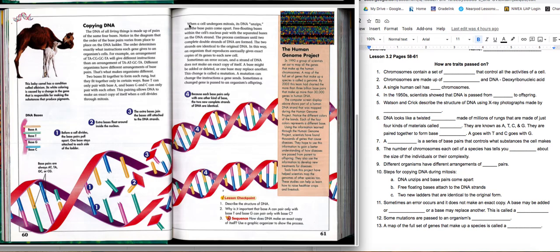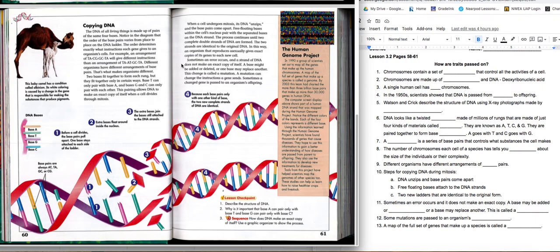In paragraph form, it looks like this. When a cell undergoes mitosis, its DNA unzips. The base pairs come apart. Free-floating bases within the cell's nucleus pair with the separated bases on the DNA strand. The process continues until 2 complete double strands of DNA are formed. The 2 strands are identical to the original. In this way, an organism that reproduces asexually gives exact copies of its genes to each new cell.